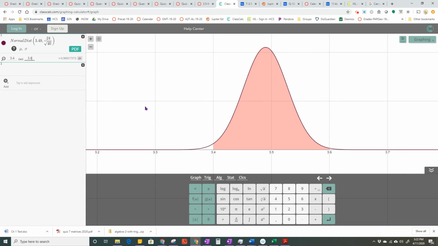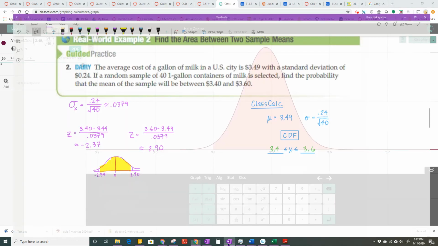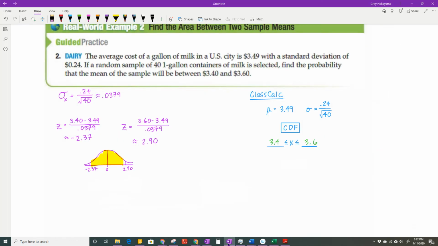0.24 divided by 40 is 0.9893. So let's see what I get. So there, if you put it into the calculator, you get 0.9892. Again, it's a rounding issue. This one was 0.9893. Both answers are giving you 98.9%.